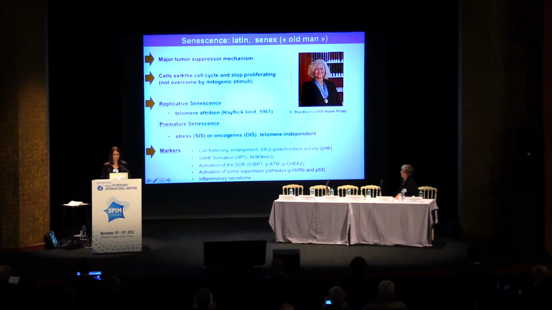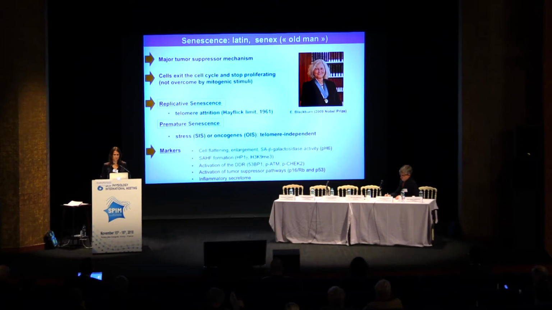Senescence is when cells exit the cell cycle and stop proliferating, and this proliferation arrest is not responsive to mitogenic stimuli, which is different from quiescence. Senescence can be replicative or premature. Replicative senescence is associated with telomere shortening every time a cell divides. This is what is called the Hayflick limit, reported by Hayflick and Moorhead in 1961. Senescence can also be induced prematurely in response to stress. This is stress-induced senescence, or by oncogenes. This is oncogene-induced senescence, and this premature senescence is telomere independent.